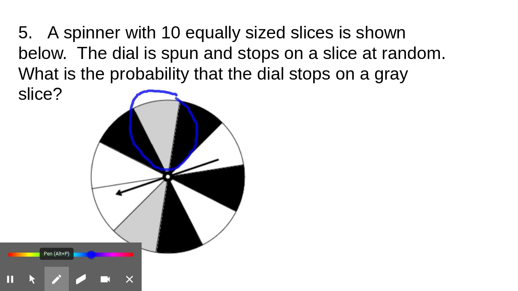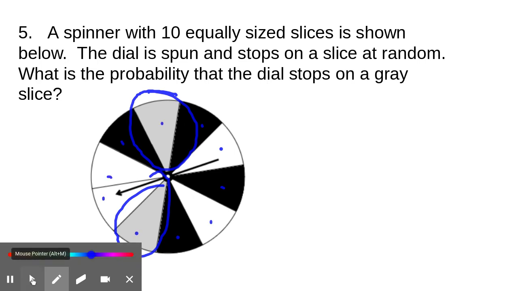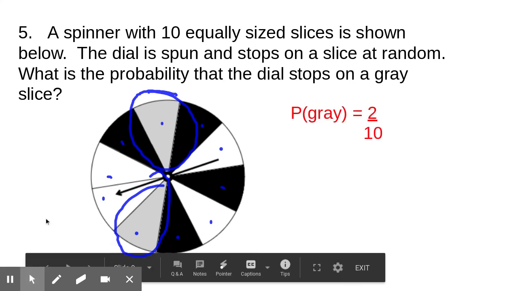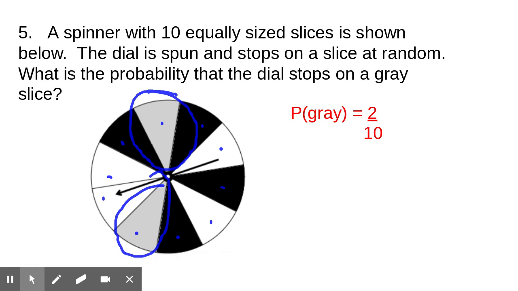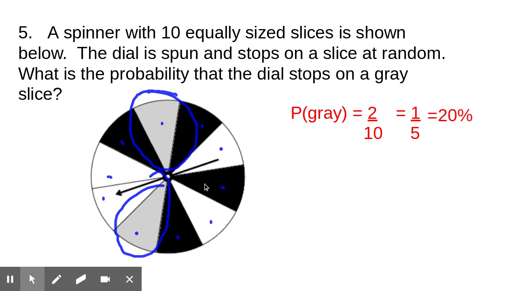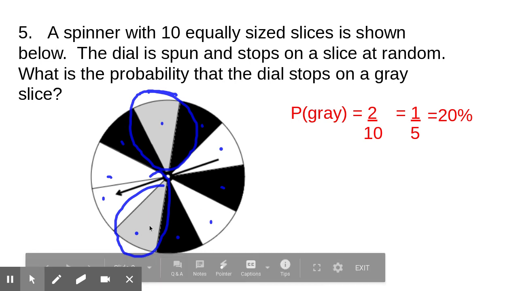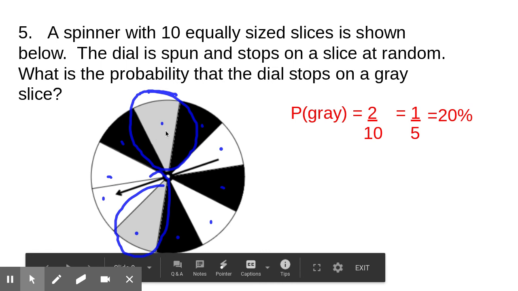So my gray here are these 2 out of how many total? Well, the total number of slices is 1, 2, 3, 4, 5, 6, 7, 8, 9, 10. So I have 2 out of 10 slices that are gray. Is that simplified? No, we have to simplify that to 1/5, which we just had, 1/5, which is a 20% chance. So if this was a spinner in a game and you wanted to land on a gray slice, you have a 20% chance of landing on that gray slice.